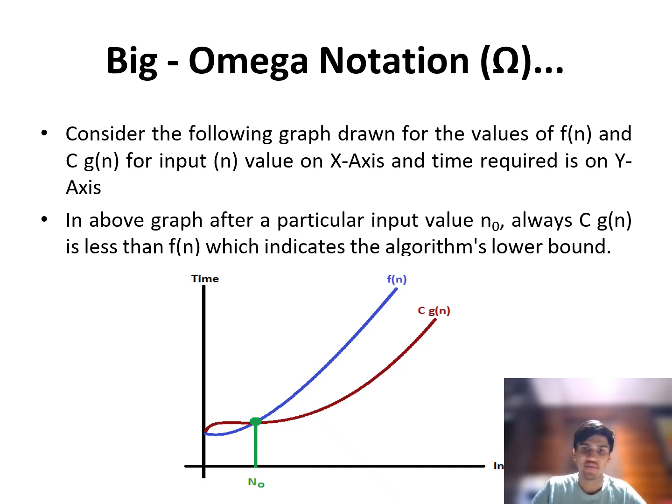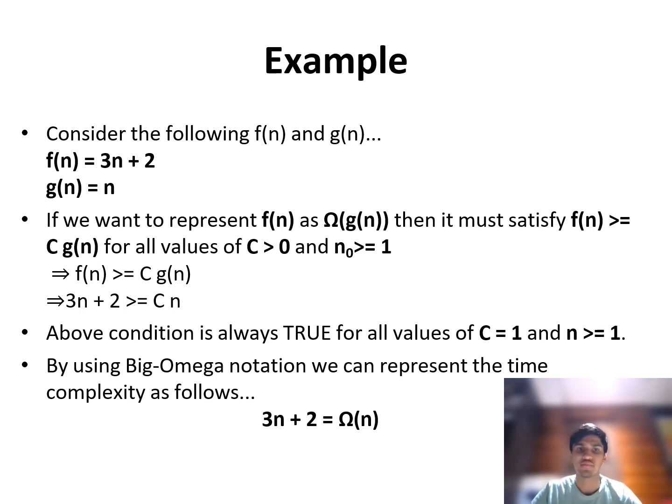And we have the graph, where f of n should be greater than or equal to c times g of n, and it represents the lower bound. And as an example, if you take f of n equal to 3n plus 2 and g of n equal to n, then f of n should be greater than or equal to c of g of n to satisfy big omega notation.